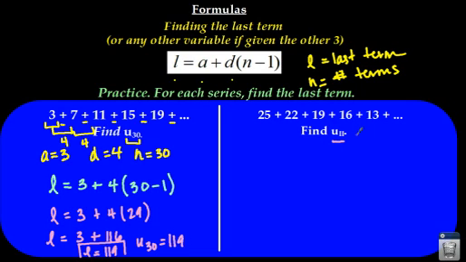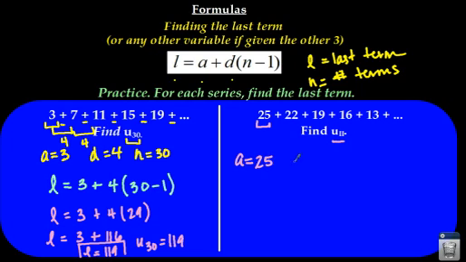Okay, thanks, sweetie. Alright, so U sub 11, that means we're finding term 11, and since that's what we want to find, we're going to make 11 the last term. Let's go ahead and make a list of what we know. We know A, so A is our starting term, our starting value. So our starting value is 25.